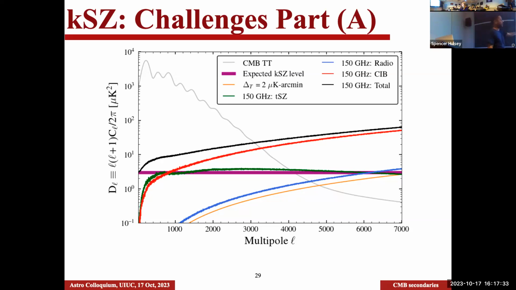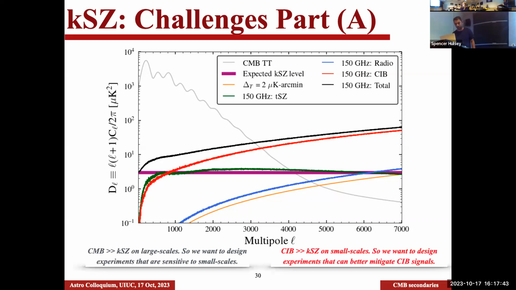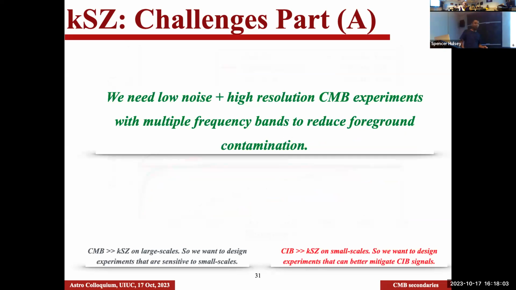However, when we do a proper analysis, when we take this power spectrum and compute the cumulative signal to noise, it's actually not bad. It's going to be several in the upcoming years. So if you're looking at large scales, CMB is much bigger than kSZ, so we want to design instruments that are sensitive to small scales. And then when we go to small scales, foregrounds are much bigger than kSZ. So we want to build instruments such that we can mitigate the foregrounds. That means we need low noise, high resolution CMB instruments with multiple frequency bands to reduce foreground contamination.